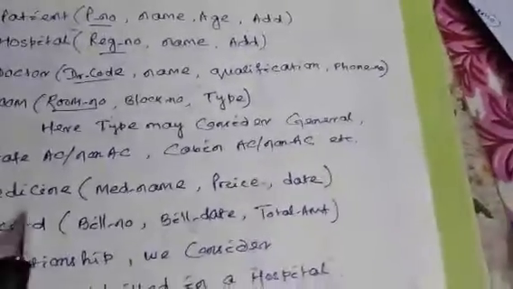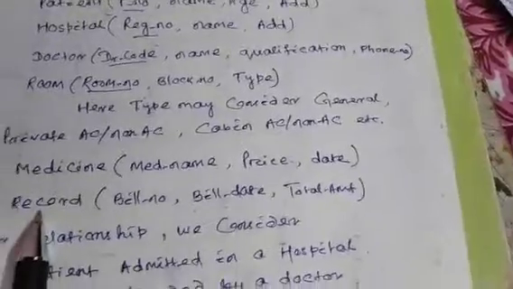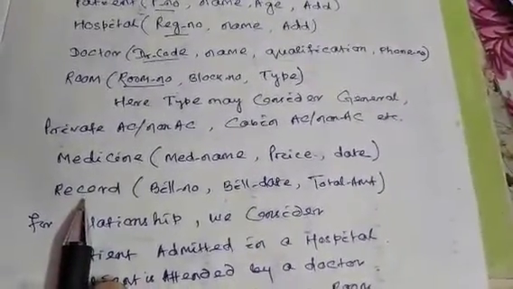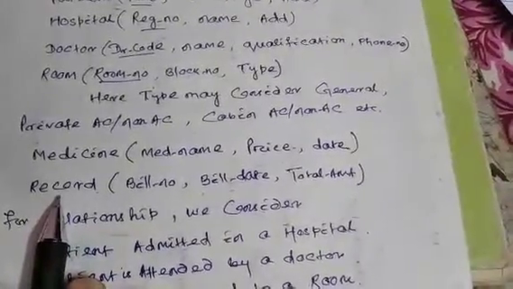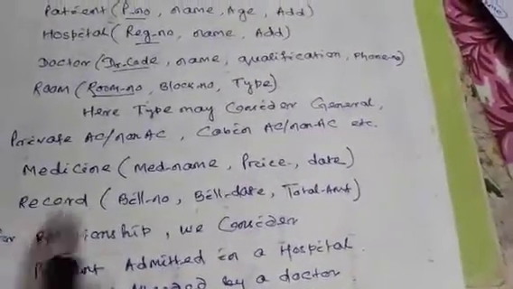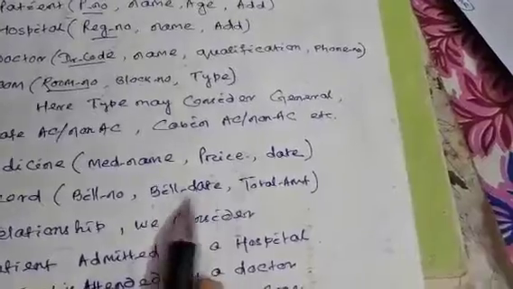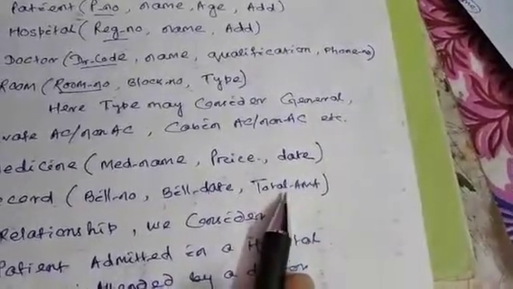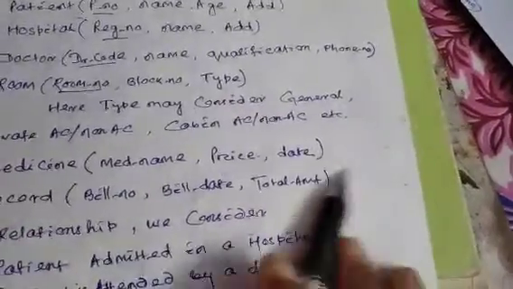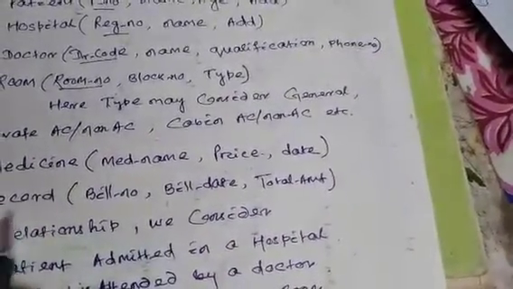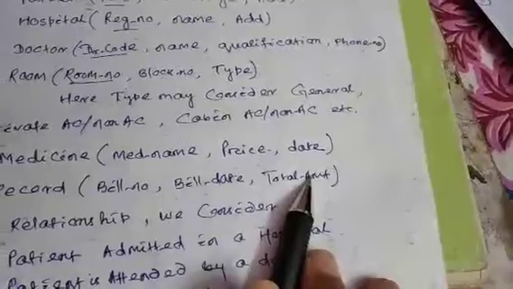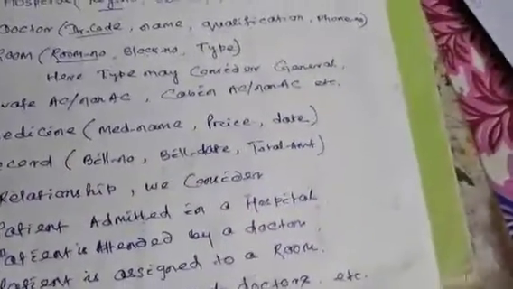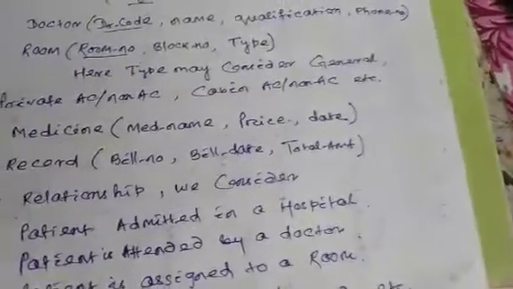Similarly, another entity is a record. The medicine department keeps a record of what medicines are given to the patient. So bill number, bill date and total amount are recorded. So the record is an entity, and these are its attributes. So there are some relationships. This is all about the entities and attributes.